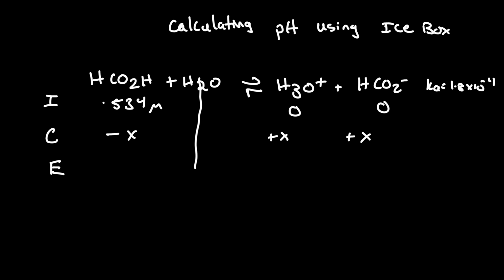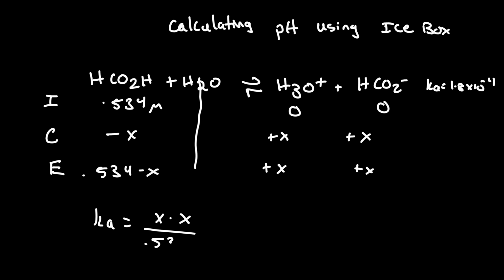Okay, so now let's look at our equilibrium values. So it'd be 0.534 minus x. This one would be plus x, plus x. So we simply add our initial and our change together. Let's put this into our equilibrium expression. We know that Ka has to be the products over reactants. So in this case, x times x over 0.534 minus x.